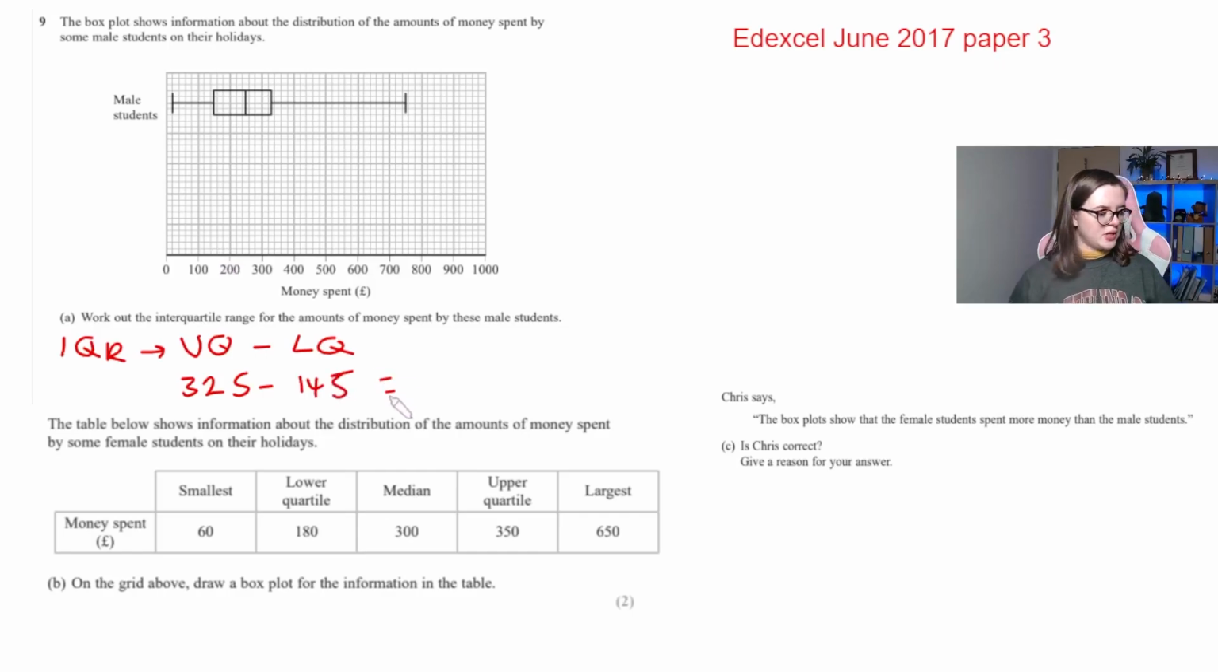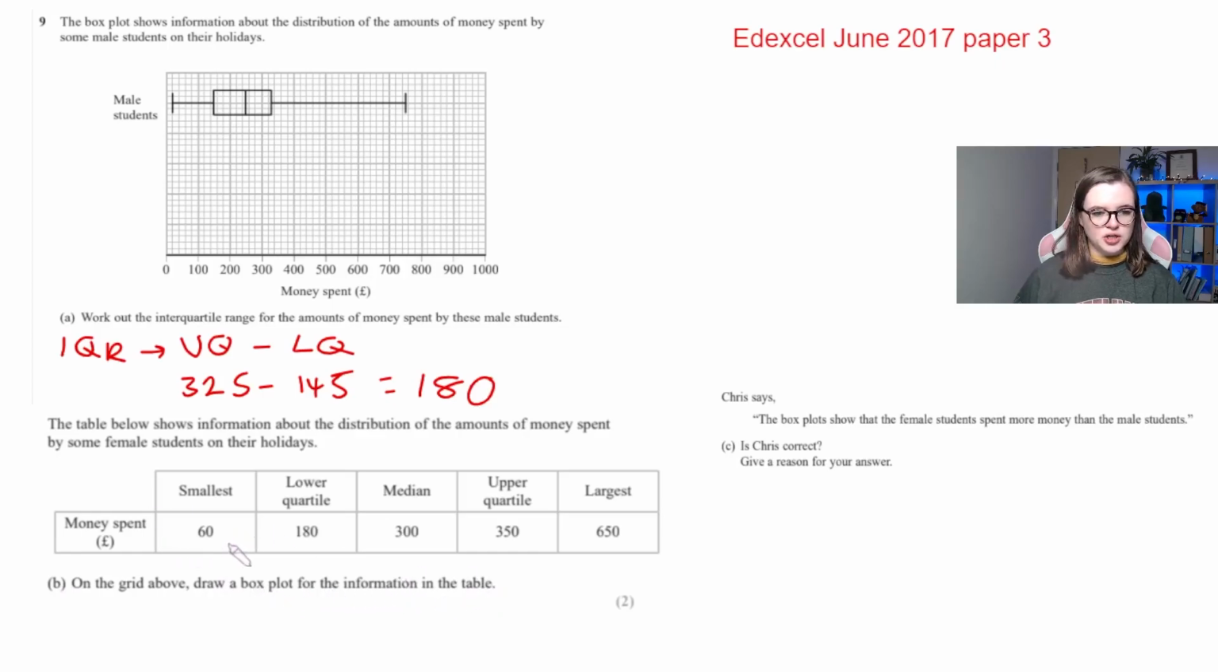Okay, and then take those away, calculator paper, so use one if you've got one. 3, 2, 5, take away 1, 4, 5, which is 180. And there we are. And then part B, the table shows information about the distribution of the amounts of money spent by some female students on their holidays. On the grid above, draw a box plot for the information in the table.